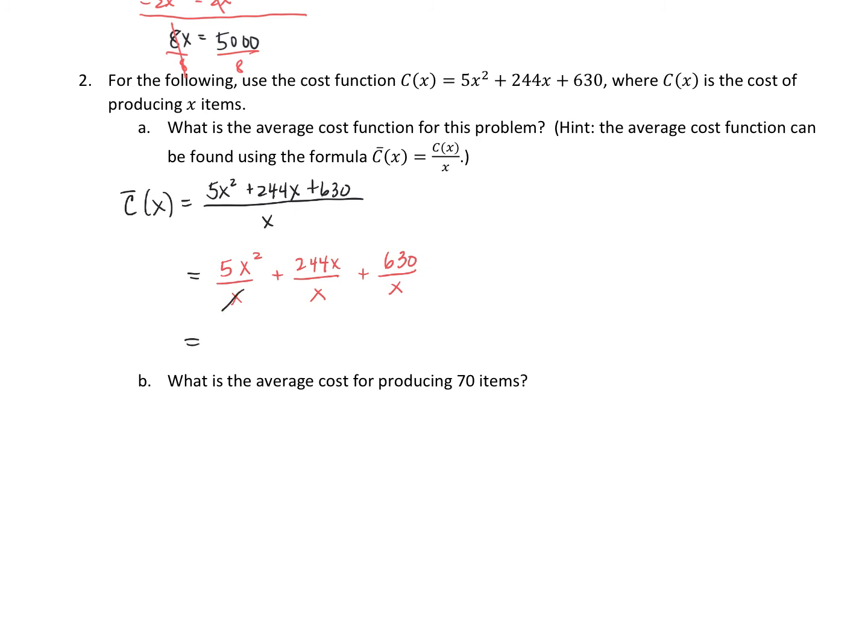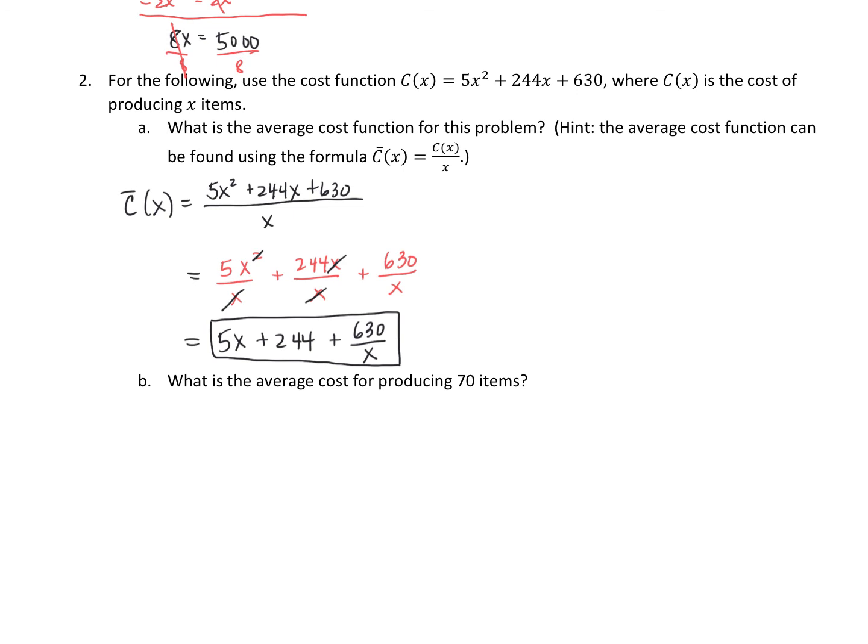When you do that, the X's here will cancel and just leave one X on the top, so 5X. The X's cancel here and leave 244. And then there's nothing for the X on the denominator to cancel for the last fraction, so it's going to just be 630 over X. So that is what you're looking for here, the average cost function.